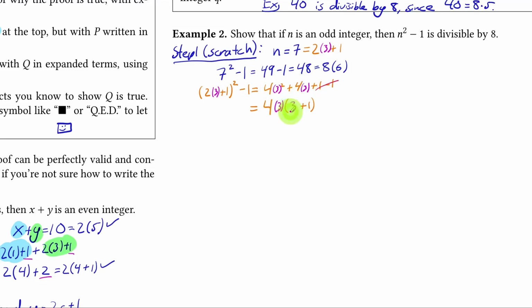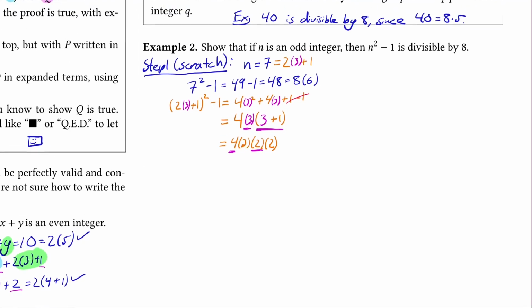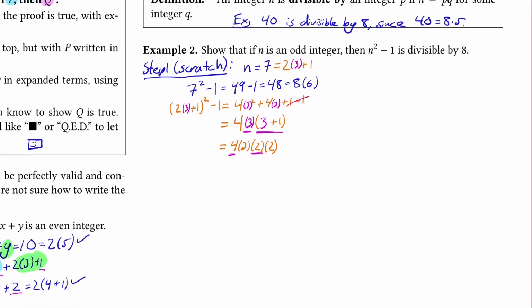Okay, now at this point, 3 is odd, but 3 plus 1 is even. So yeah, this is the same thing as 4 times 3 times 2 times 2 here. And that gives you another factor of 2, which is, okay, there we go. We're getting somewhere. Let's see what happens if I do this with another number.